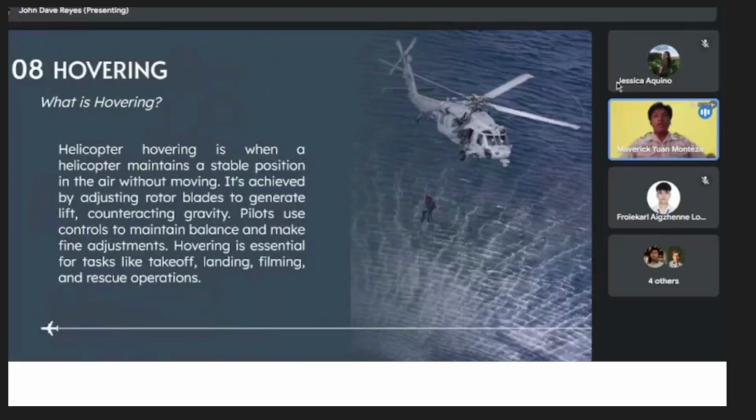We can define helicopter hovering as when a helicopter maintains a stable position in the air without moving. It is achieved by adjusting rotor blades to generate lift, counteracting gravity and other outside forces. Hovering requires careful coordination and control inputs from the pilot to maintain stability and position. Helicopters hover for various reasons, including takeoff and landing, performing precise maneuvers, or conducting tasks such as aerial filming, rescue operations, or surveying.